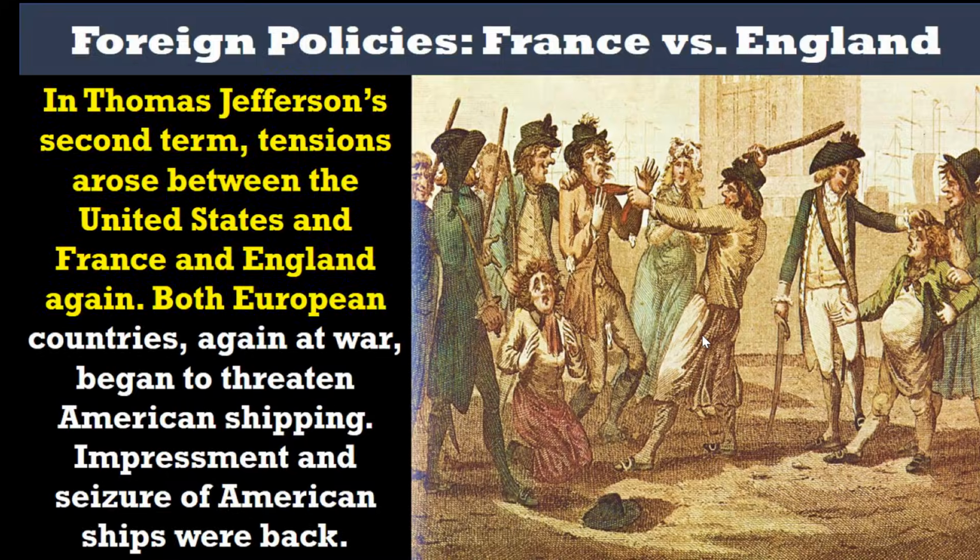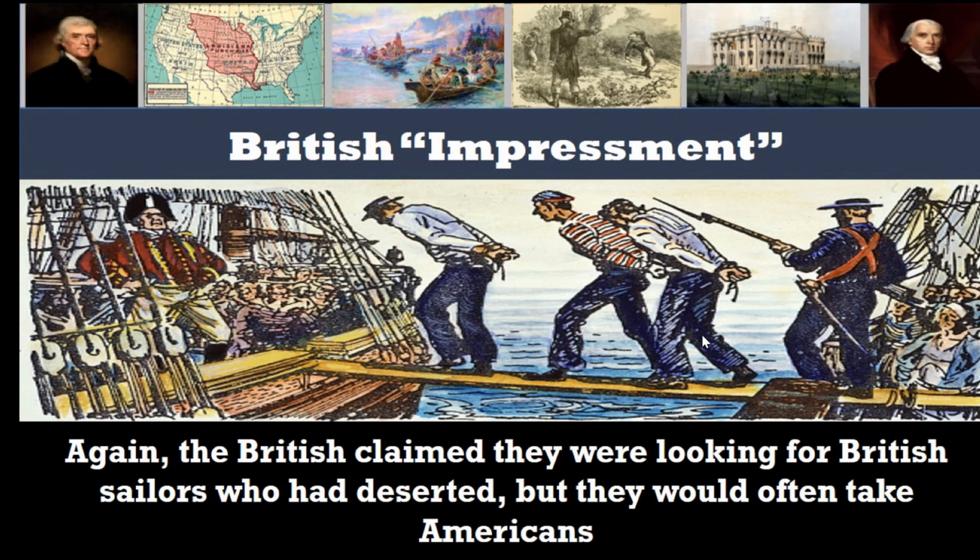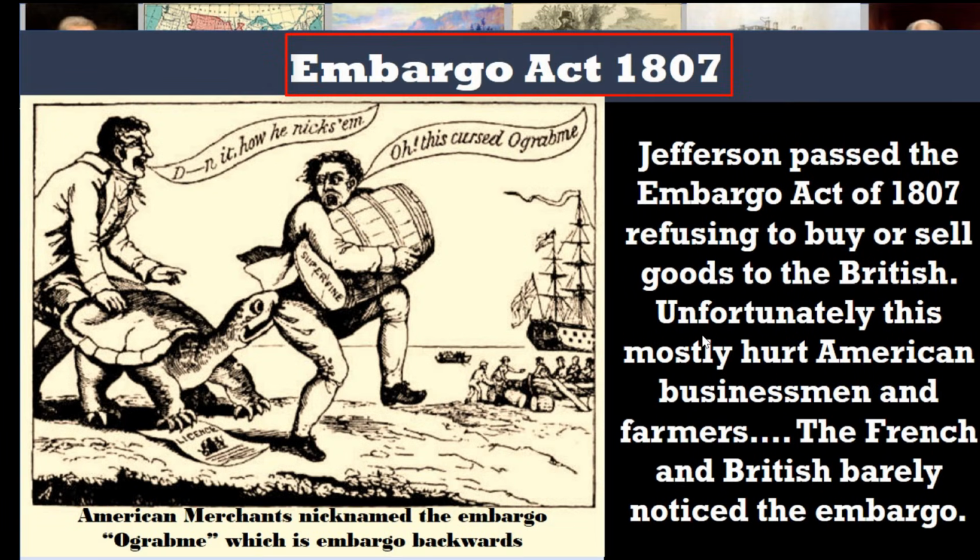In Jefferson's second term, tensions continued to rise between the United States, France, and England. Both European countries, again at war, continued to threaten American shipping, including impressment and the seizure of American ships. Again, impressment was the seizing of American sailors and forcing them to serve on British ships. The British claimed that they were looking for their own sailors who had deserted, but they would often take Americans. In response, Jefferson passed the Embargo Act of 1807, refusing to buy or sell goods to the British. Unfortunately, this mostly hurt American businessmen and farmers, and the French and British barely noticed the embargo.